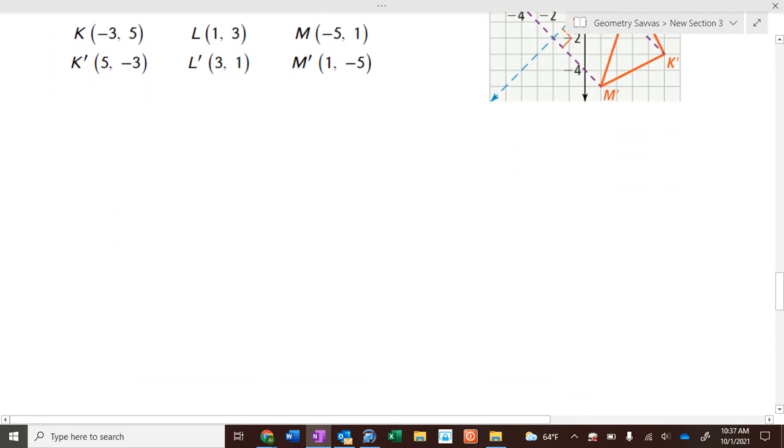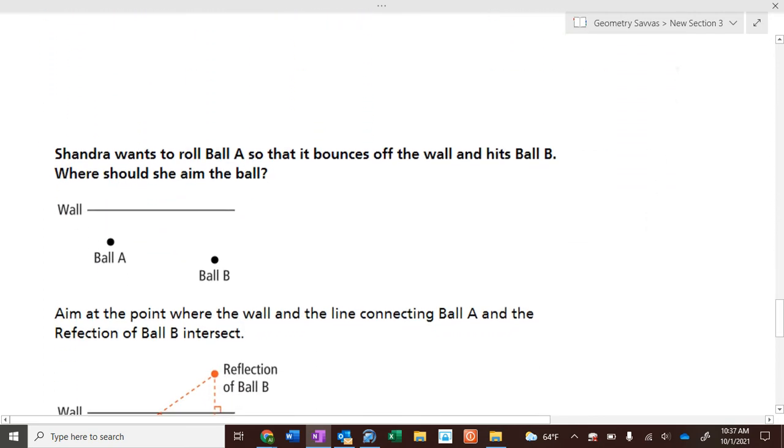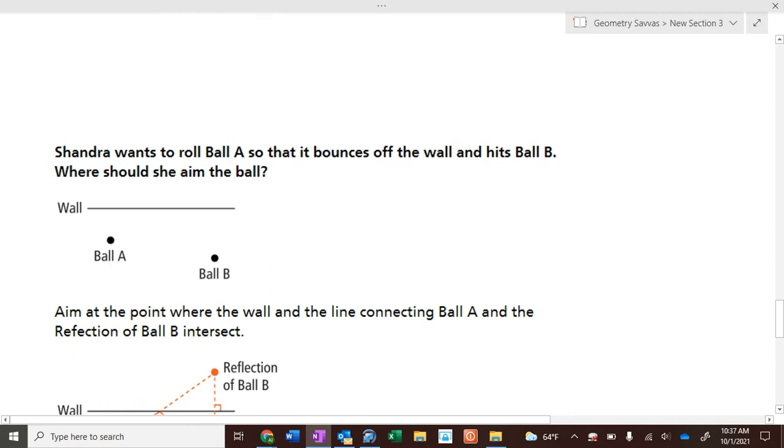All right, so Chandra wants to roll a ball, hit the wall, and bounce back to hit the other ball, okay? So it's like pool. You're going to hit the cue ball off the wall because there's other balls in the way. You want to hit pool ball B, so you have to bounce it off the edge of the pool table and hit ball B. Okay?